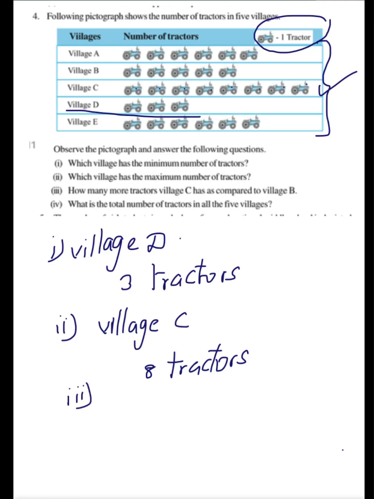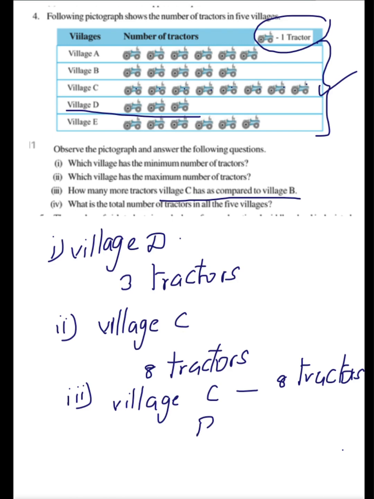Now what about the third question? How many more tractors does village C have as compared to village B? So village C, what is the number of tractors? From the second question we have found it as 8 tractors for village C. Now what about village B? How many tractors are there for village B? 1, 2, 3, 4, 5. 5 tractors are there for village B.